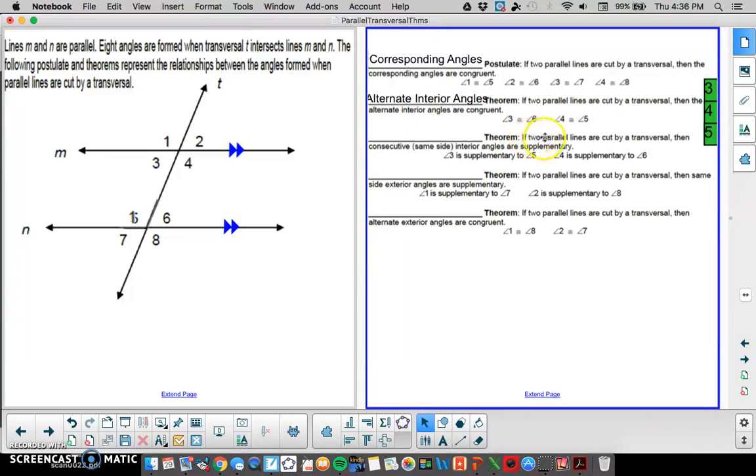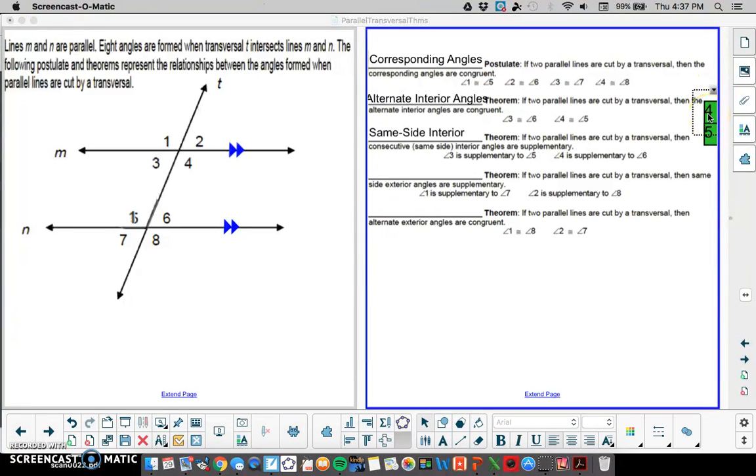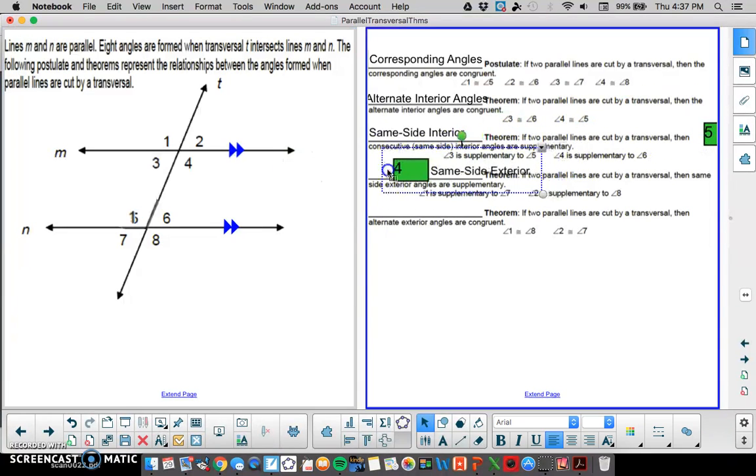Our next theorem, if two parallel lines are cut by a transversal, then consecutive interior angles are supplementary. Notice I said same side interior theorem. We could have also put same side as consecutive. Remember, those terms are interchangeable. So this could have been the consecutive interior angle theorem. Next we have, if two parallel lines are cut by a transversal, then same side exterior angles are supplementary. So that's our same side exterior angle theorem.